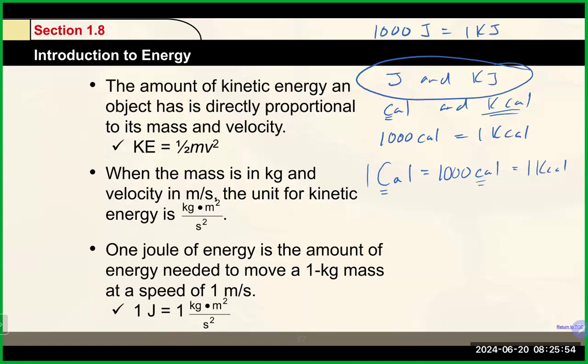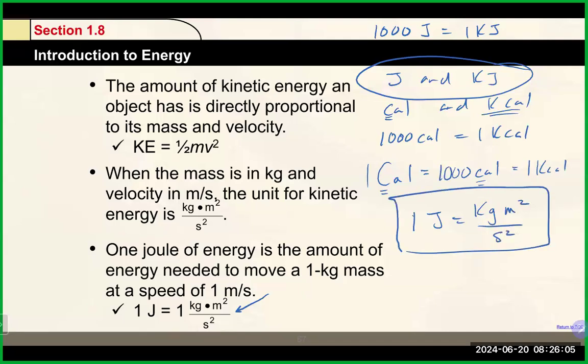So a really important relationship is what we see down here. 1 joule is equal to a kilogram meter squared per second squared. That relationship pops up a lot in some formulas that we will see along the way, including one in the next chapter. So a kilogram meter squared divided by second squared is equal to a joule. That's a really important one to keep in mind. Any questions on that?